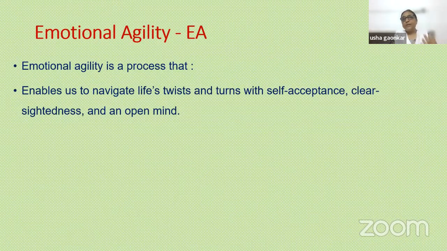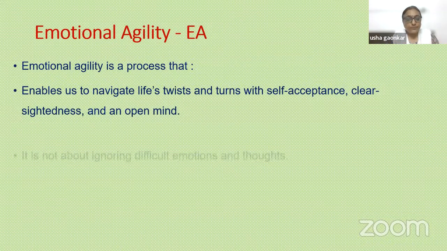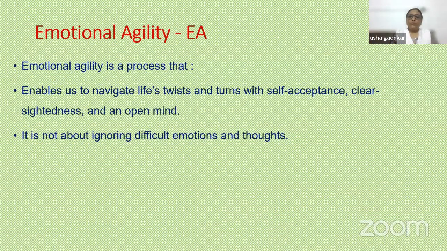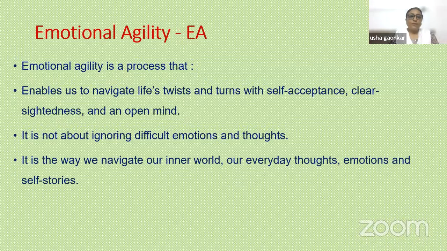The open mind is very important, because if you are conservative and if you are close minded, it becomes very difficult for you to become emotionally agile. So we don't ignore any difficult emotions and thoughts when we are trying to be emotionally agile. We more or less try to accept these difficult emotions and thoughts. It is the way we navigate our inner world, our inner everyday thoughts, emotions, and self stories.